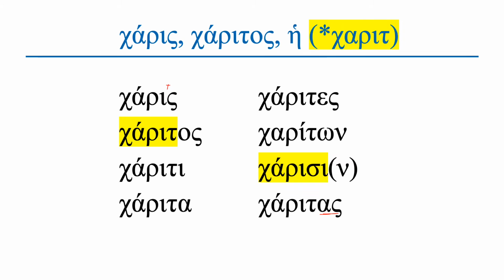Plural is charites, chariton, charisi. You know what happened there in the dative plural? The stem is charit, the dative plural ending is si. So you put the sigma next to the tau, it drops, so you have charisi. And then you have charitas as the accusative plural.